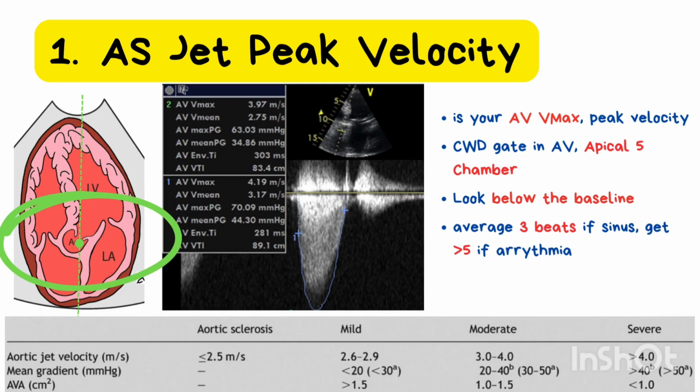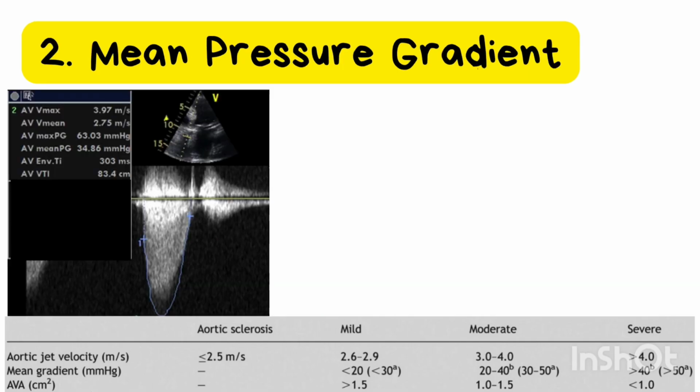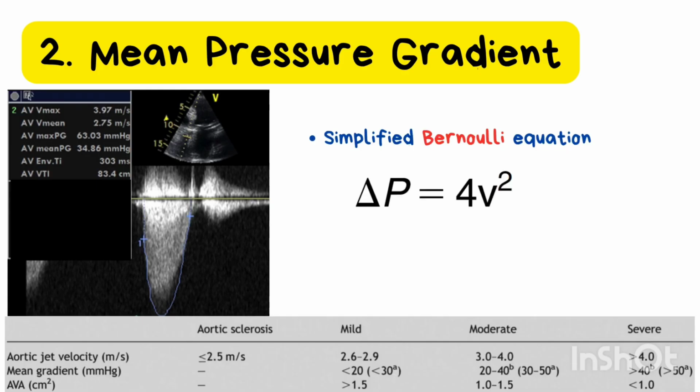Let's continue with how to interpret the next parameter, mean pressure gradient. The mean pressure gradient gives us another important clue about the severity of aortic stenosis. This value is derived from the simplified Bernoulli equation, which states that the pressure gradient across a valve equals 4 times the velocity squared. So, as the blood flow velocity increases due to a narrowed valve, the pressure difference across that valve also rises. Thankfully, we don't usually need to do this math manually. The machine calculates it for us.